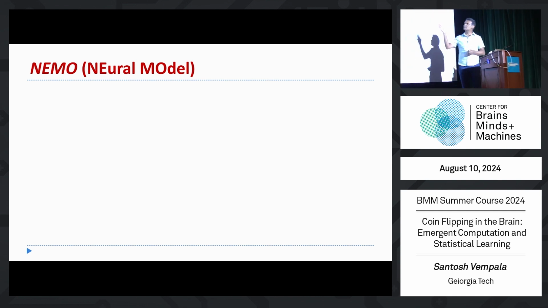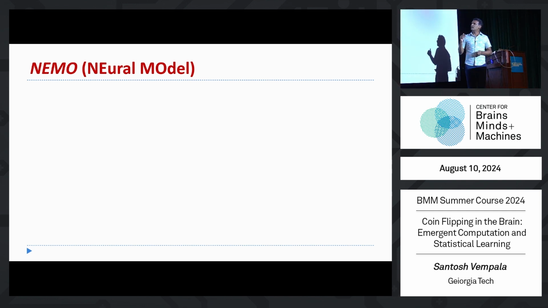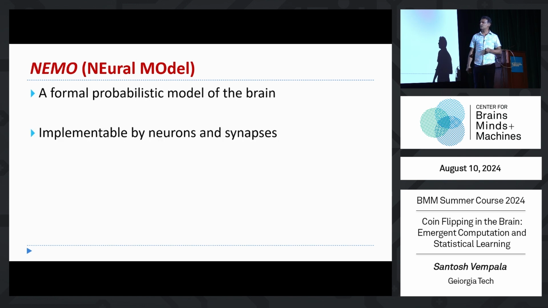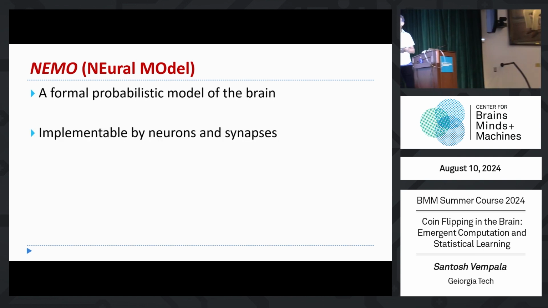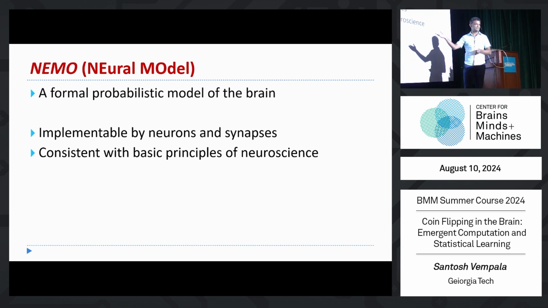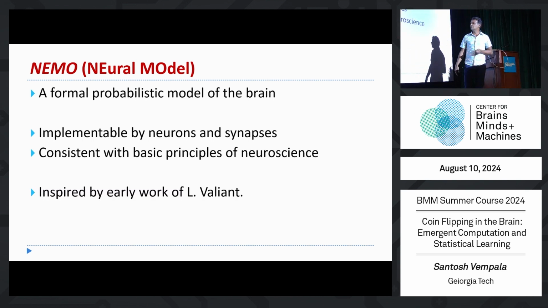And so this is the model. And in the next few slides, you'll know the entire model, every detail of it. Okay? It's going to be a formal probabilistic model. There's going to be a probability aspect to it. You'll see what it is. It will be implementable by neurons and synapses. It'll be consistent with the principles of neuroscience, as essentially I've already mentioned to you. And there's early work of Les Valiant on what he calls the neuroidal model that was certainly an inspiration.